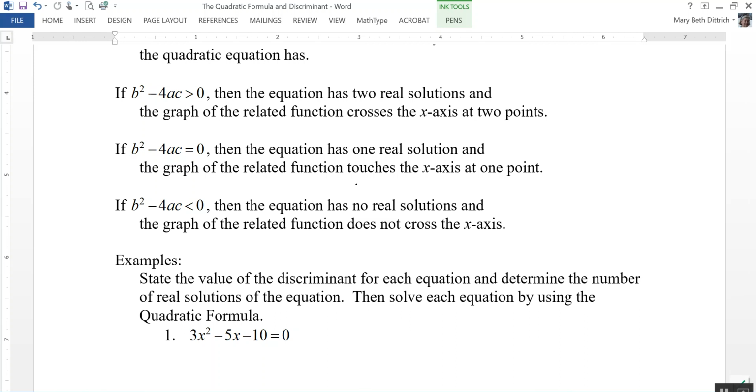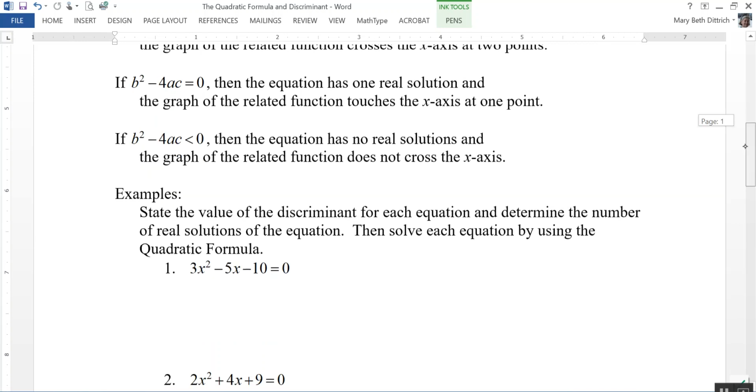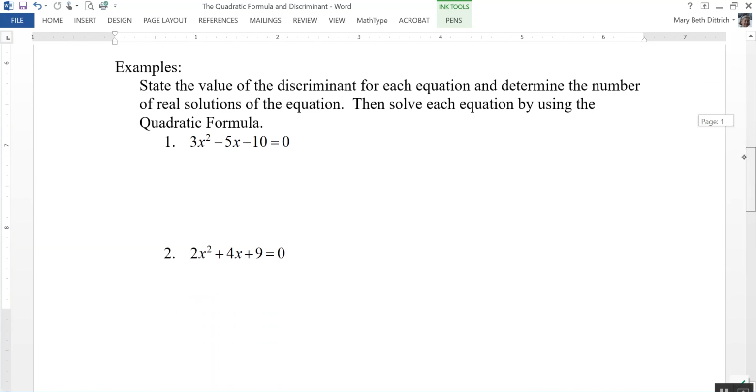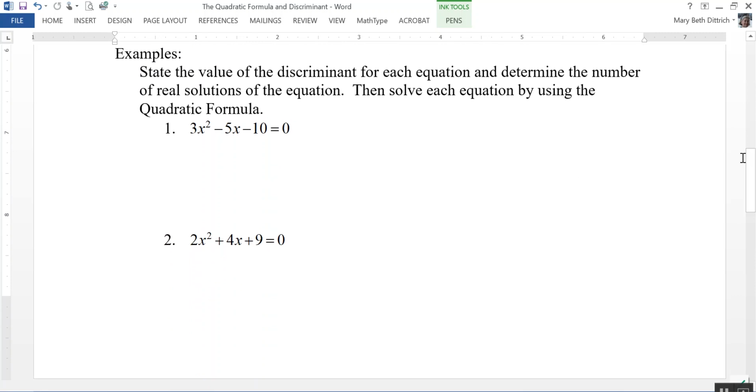If b squared minus 4ac is less than 0, that is, if you have a negative number underneath the square root sign, then the equation has no real solutions, and the graph of the related function does not cross the x-axis. So let's take a look at a couple examples here. It says state the value of the discriminant for each equation and determine the number of real solutions of the equation. Then solve each quadratic equation by using the quadratic formula.